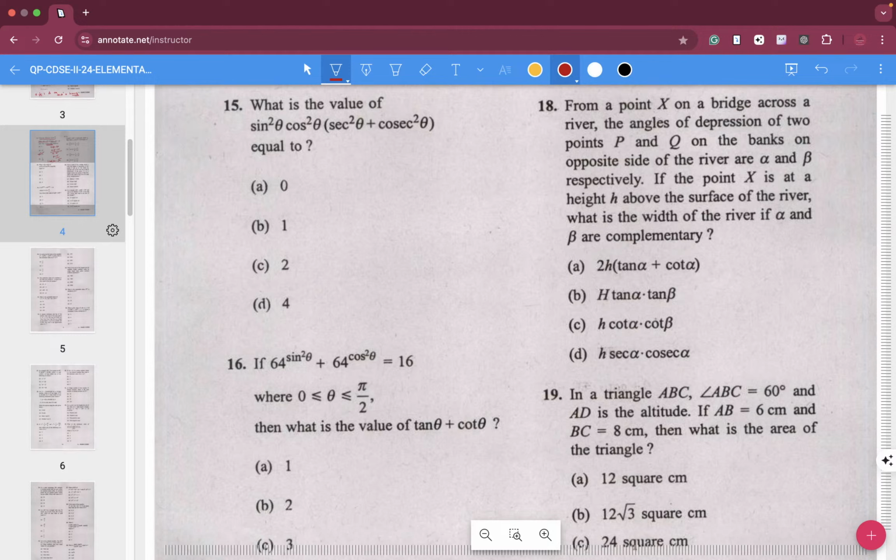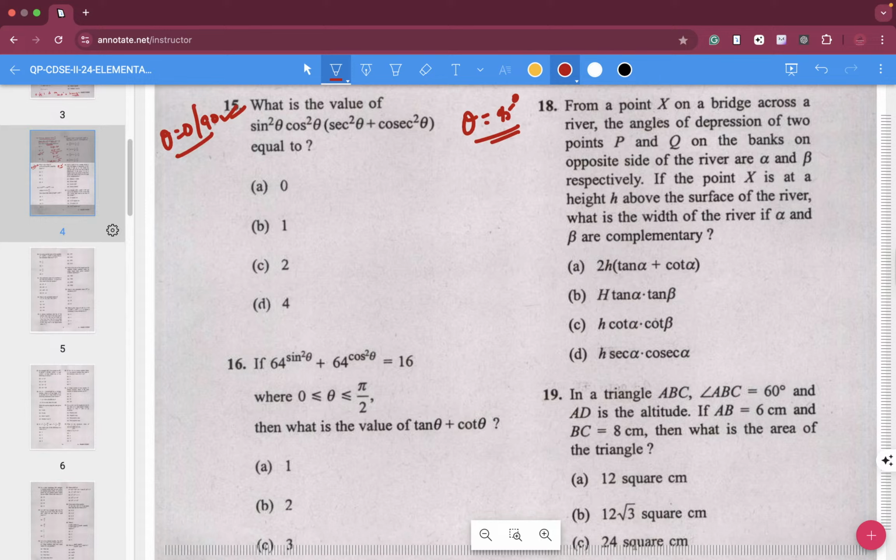Now question number 15. They are asking what is the value of sine square theta plus cos square theta into secant square theta plus cosecant square theta. If they haven't given any values, can we simply assume theta is equal to 45? The disclaimer is that please don't assume theta is equal to 0 or 90, otherwise it gets a little bit dicey. At 45 you get all the values.